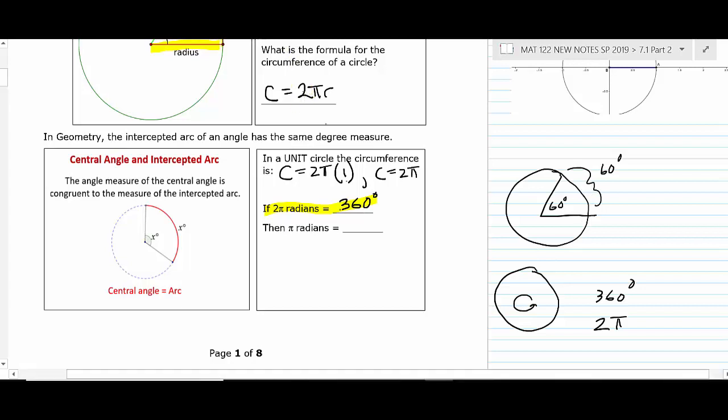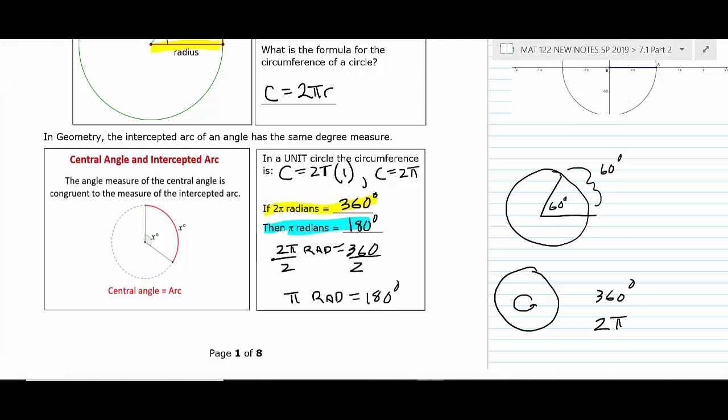And then this is an equation. So we have the equation 2 pi radians equals 360 degrees, and if we divide both sides of that equation by 2, we get pi radians is equal to 180 degrees. Okay, so these are two things that you must remember: halfway around the circle is pi radians, all the way around the circle is 2 pi radians, and so forth.